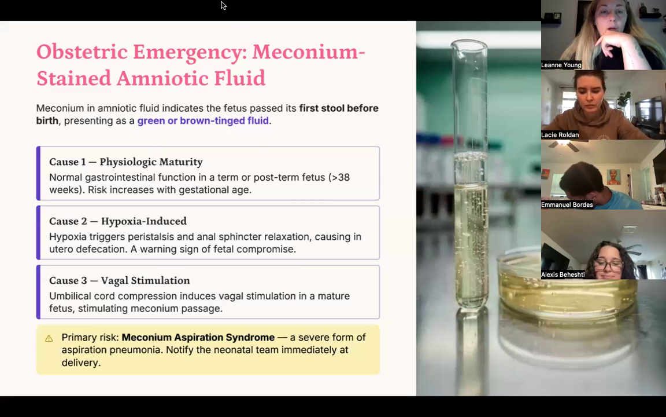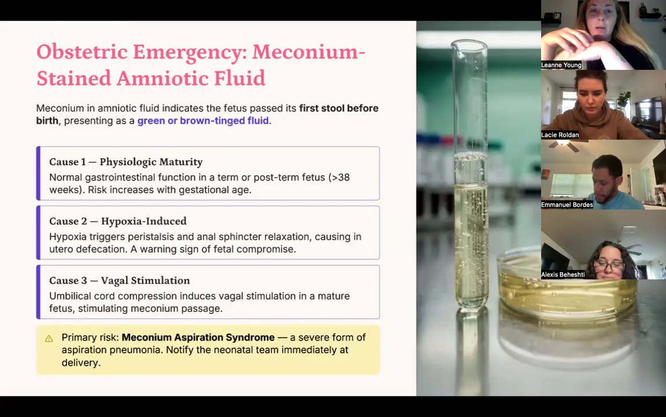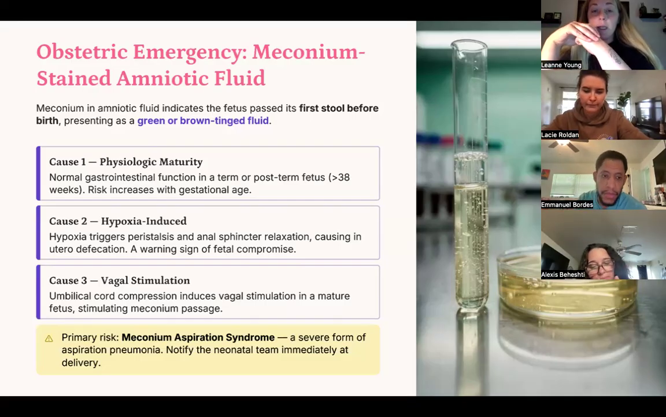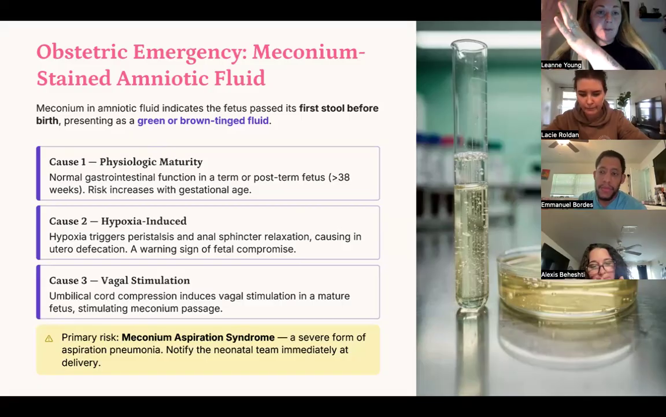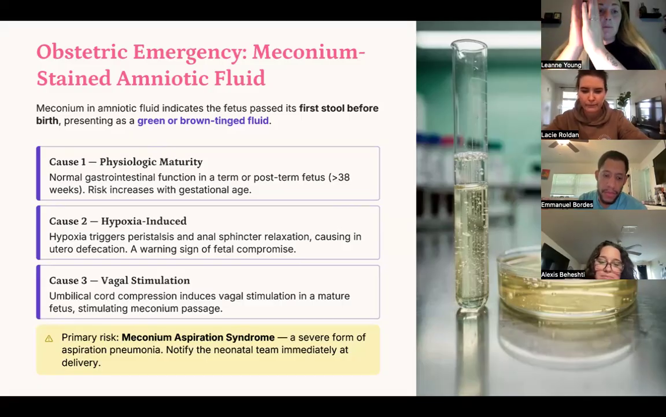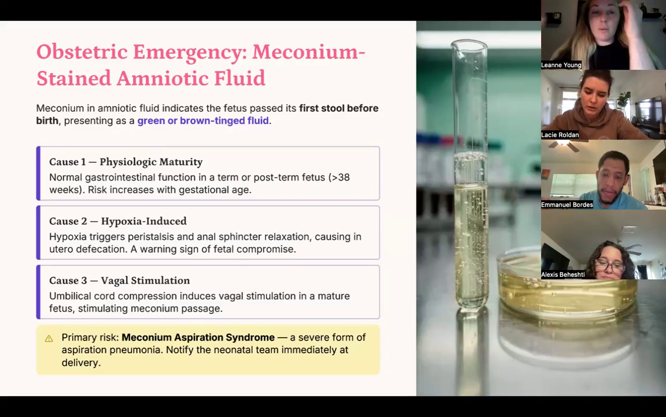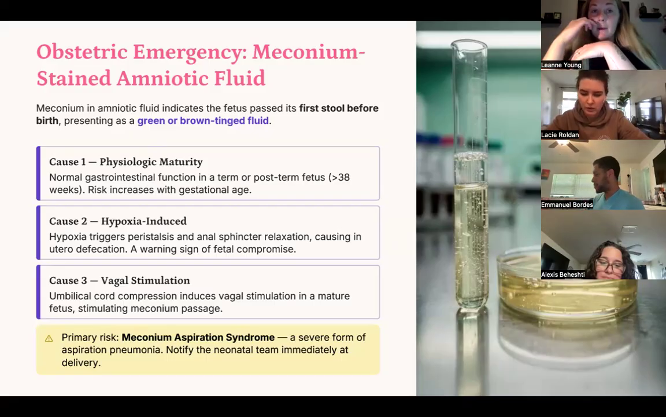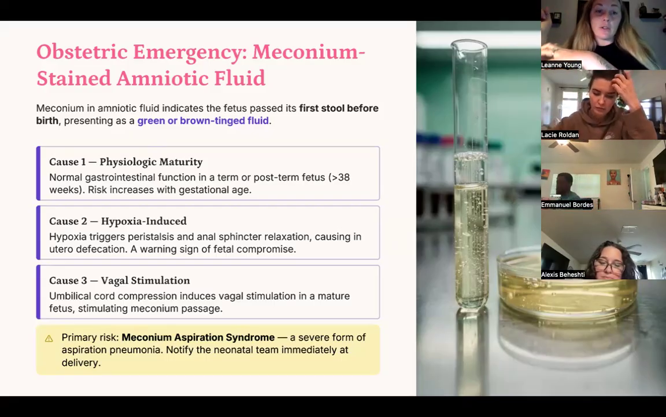All right. And another OB emergency we need to talk about is if there is meconium stained amniotic fluid. So, meconium in the amniotic fluid indicates that the baby had its first bowel movement in utero. And so it's going to look like green or brown or sometimes even really dark black tinged amniotic fluid. All right. What causes a baby to have a bowel movement in utero? Physiologic maturity. So, normal GI function in a term or post-term fetus. So we see this a lot in babies that go post-dates. Okay. The risk for this increases obviously with gestational age.